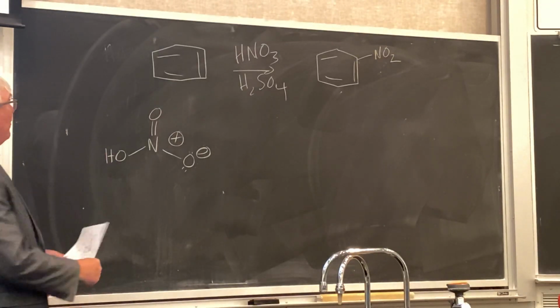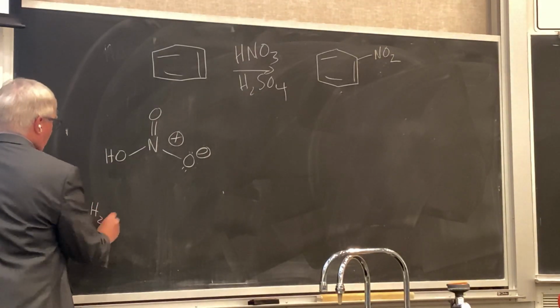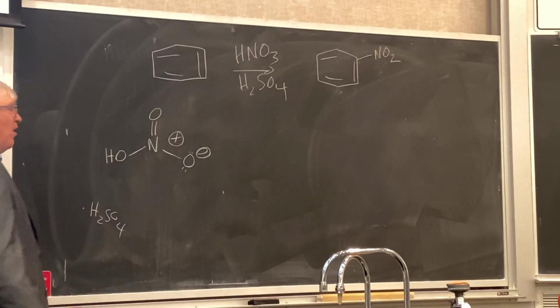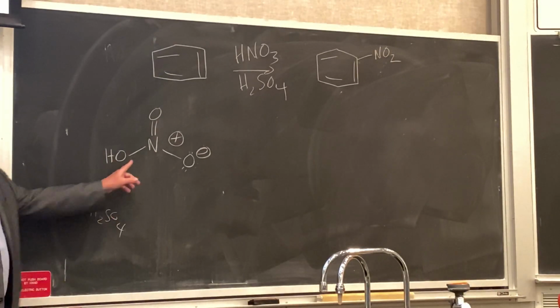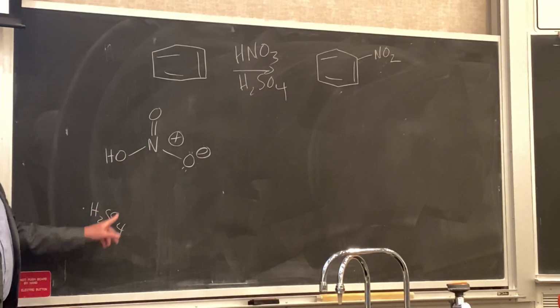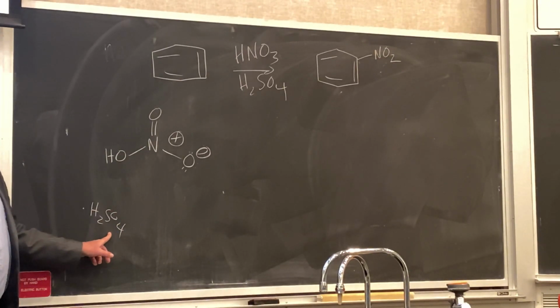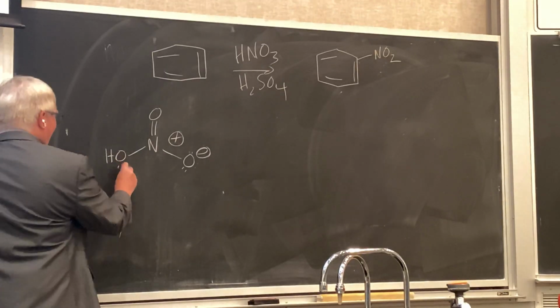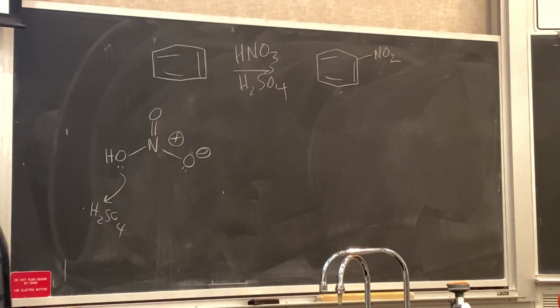way. So what does sulfuric acid do? Well, H2SO4 is a stronger acid than nitric acid. Nitric acid has a pKa of about -2, in the very strong range, right? Sulfuric acid is even stronger, -5, a super strong acid. So believe it or not, nitric acid can get protonated by sulfuric acid.